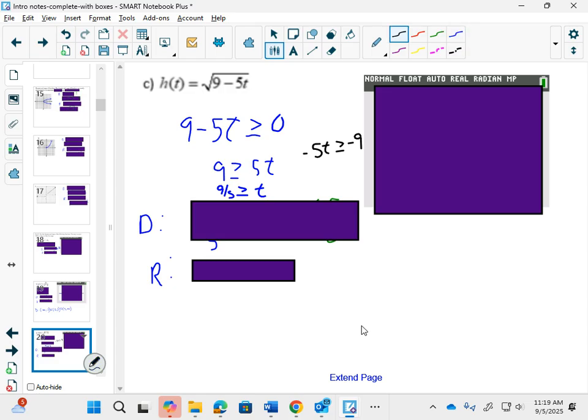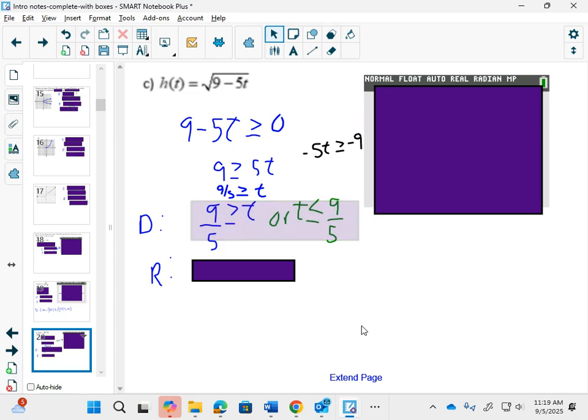So our domain, according to the blue, should be that t is less than or equal to 9/5, or you could write it this way, t is less than or equal to 9/5. I'm in this last. You're in this one? Yeah. Awesome.